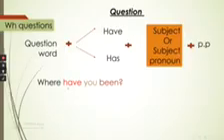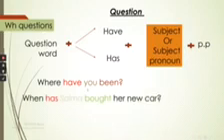Here is an example. Where is the question word. Have, why should we use have? Because the subject pronoun is you. Where have you been? When is the question word. Has, why has? Because of Salma. So, when has Salma bought her new car?